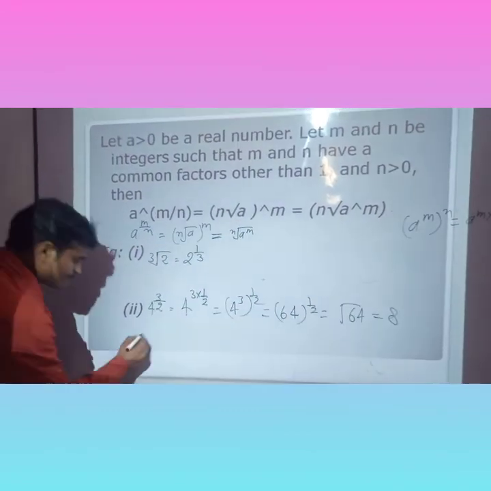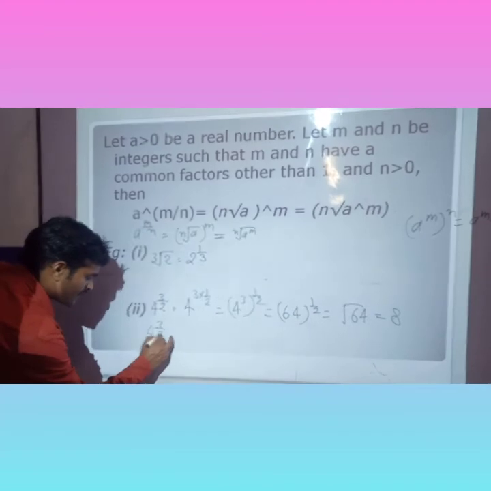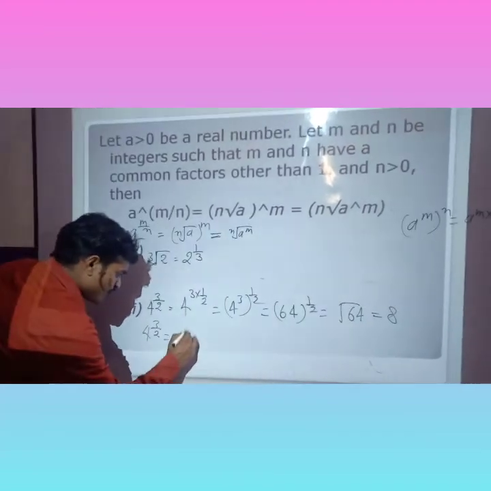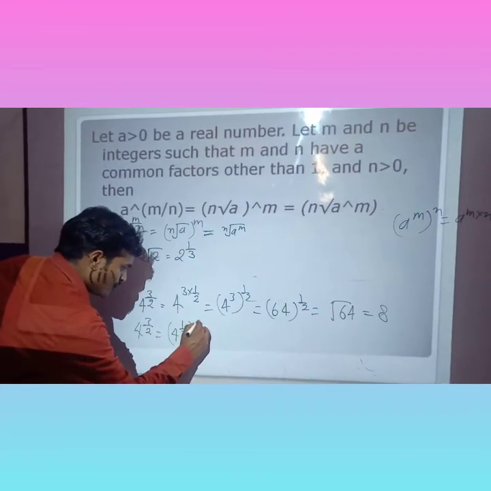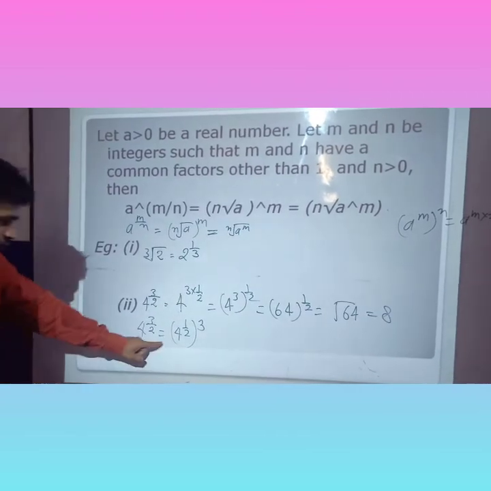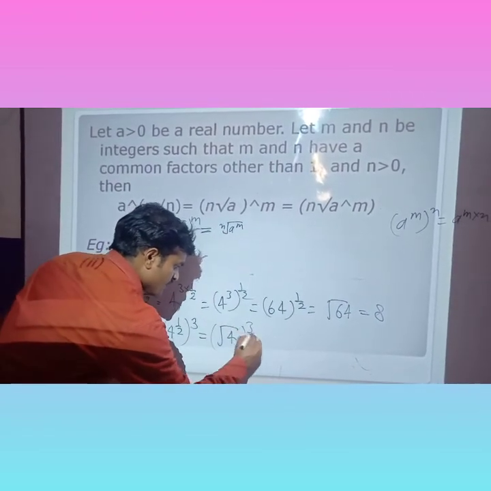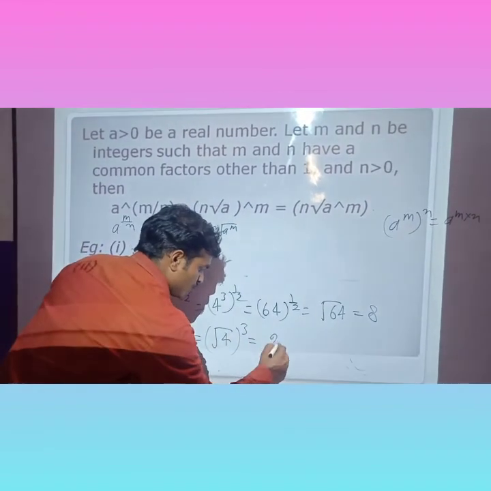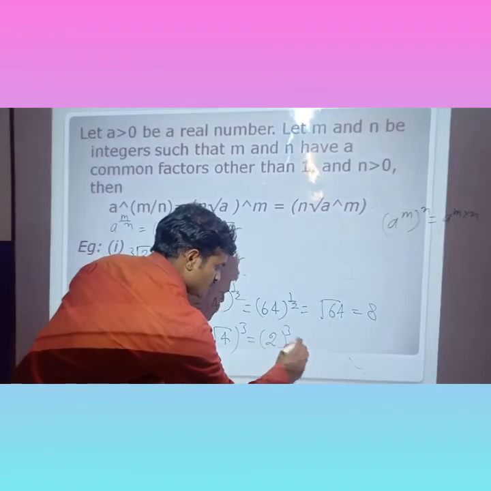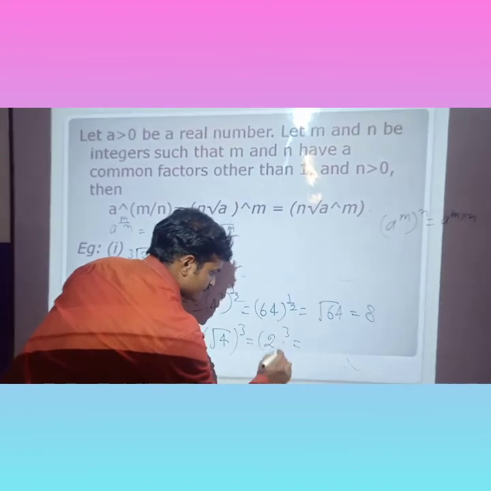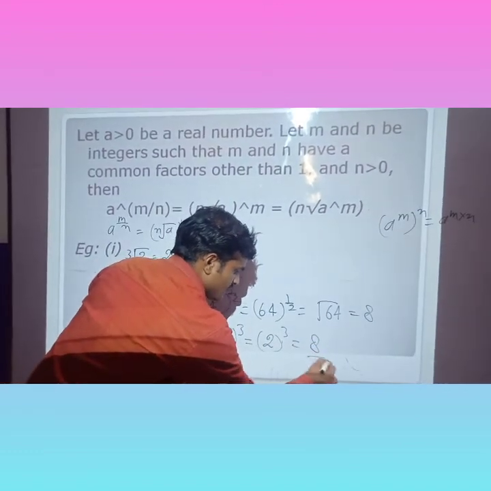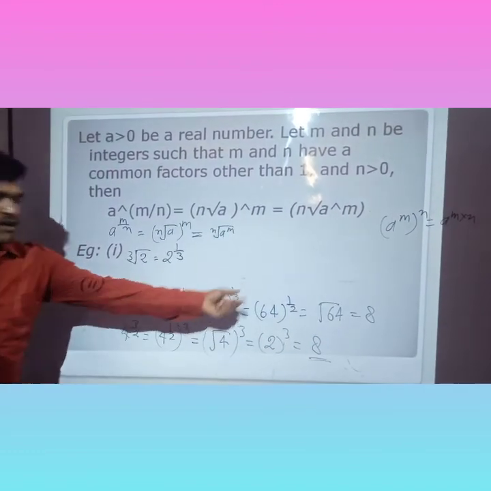Another way, we may write 4 power 3 upon 2 is equal to (4 power 1 upon 2) whole cube. 4 power 1 upon 2 means root of 4, whole cube. Root of 4, that is 2, whole cube. So whole cube of 2, that is 8. So in both we get the same result.